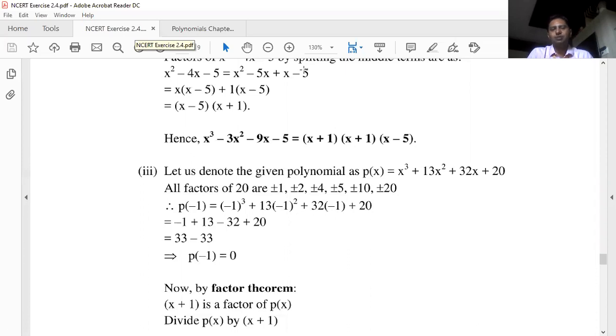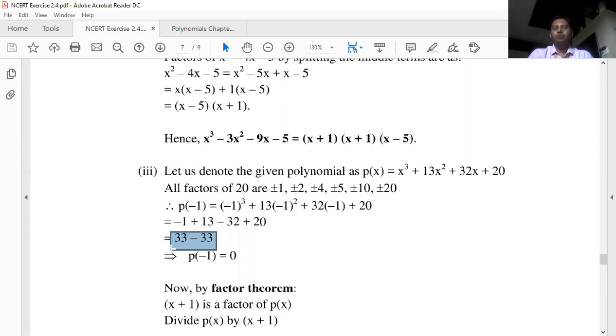After substituting, minus 1 cube is minus 1, minus 1 squared is 1, 1 into 13 will give you plus 13 here. 32 into minus 1 will give you minus 32, and plus 20 as it is. Now 20 and 13 make 33, minus 1 and minus 32 make minus 33. Plus 33 and minus 33 will cancel, that becomes 0. So P of minus 1 is 0, it means x plus 1 is a factor using the factor theorem.